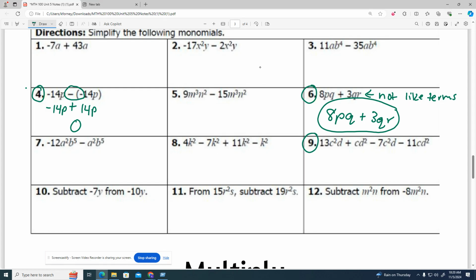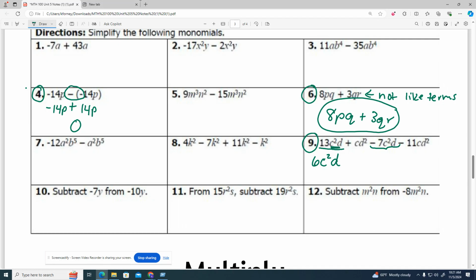So number 9, we have 13c squared d. I can only combine that with a term that has a c squared d. It has to be c squared d. So I look, what other term has c squared d? Yes, so I can combine those. 13 minus 7 is 6 c squared d. Okay?